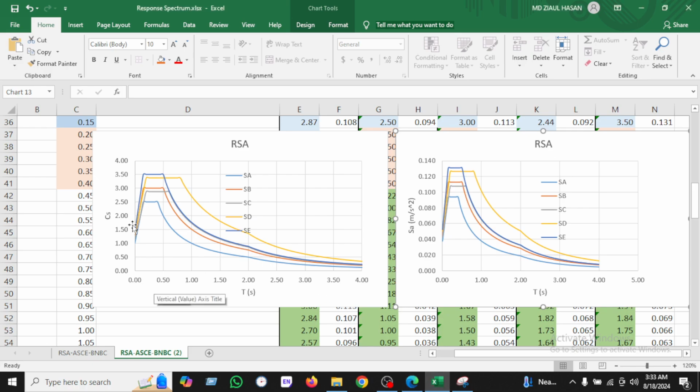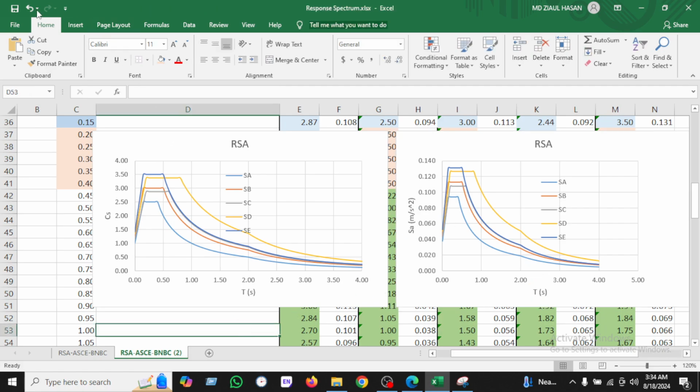At first we have drawn it here, and then you can also use acceleration versus time period. You can also use velocity versus time period. You can also use displacement versus time period. I will make another video for velocity versus time period and displacement versus time period, on how to draw the response spectrum against this plot.